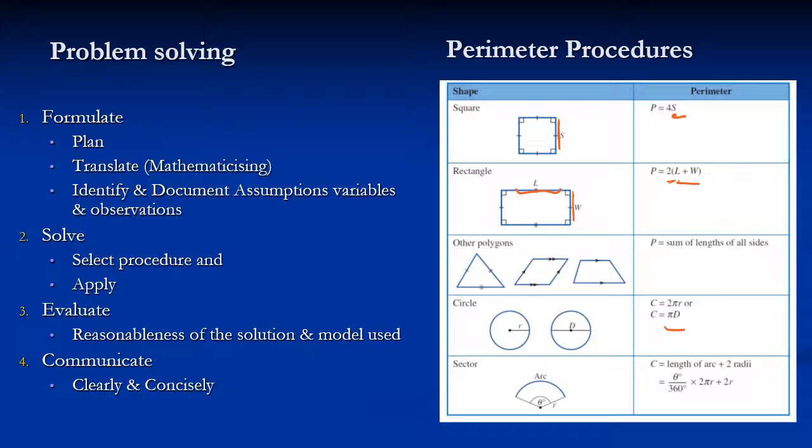A sector, you're going to have to add up, first of all, the 2 radii, and then look at the proportion of the circumference. So you're going to use a fraction for that. And it's just the angle here, the magnitude of the sector, over 360 degrees in a circle. So you're going to multiply that by 2 pi r, which is your circumference formula, and then add those 2 radii on.